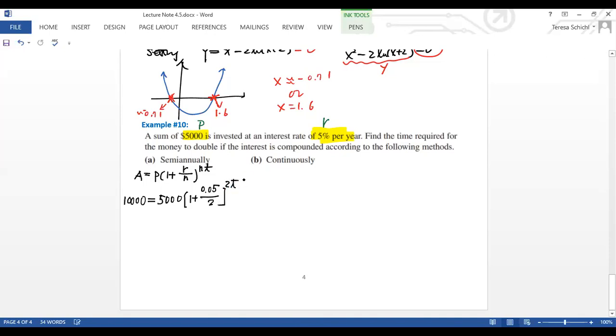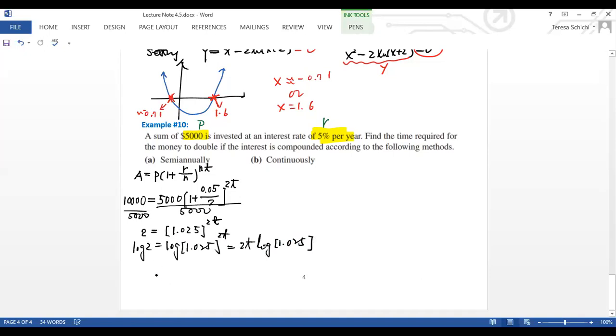So basically, I'm going to solve this exponential equation, right? Okay, so let's try to do here. First, I need to isolate this. So I divide by 5,000 on both sides. So 2 is equal to 1 plus 0.05 divided by 2, which is 1.025, to the 2t, right? Then what I need to do here is take log, right? So we say log 2 is equal to log 1.025 to the 2t. So you can move the 2t in front by the law of logs, right?